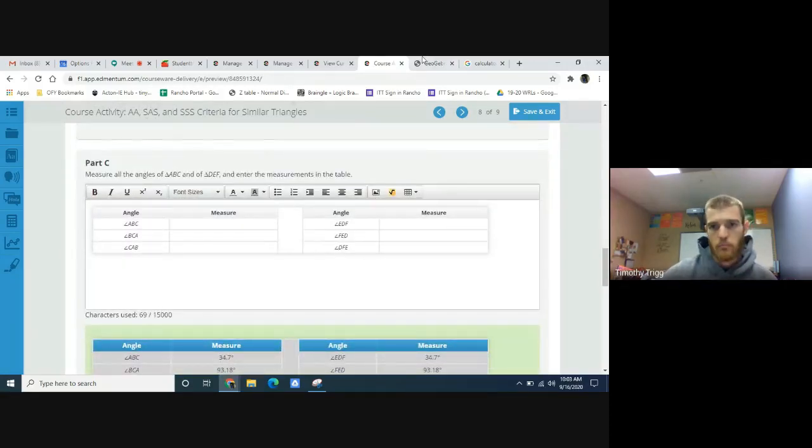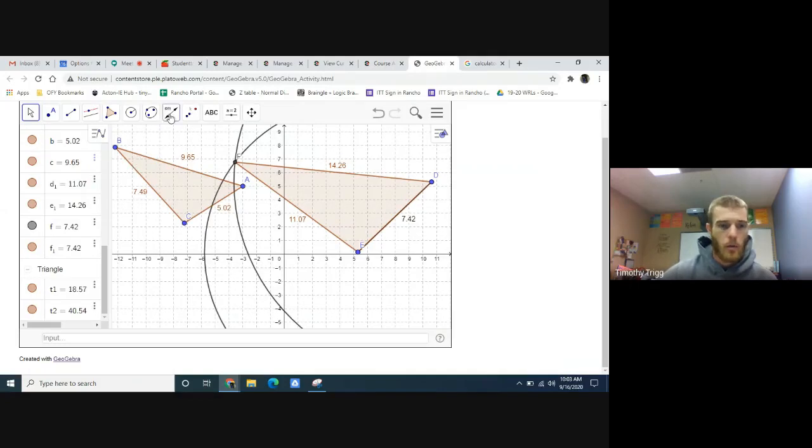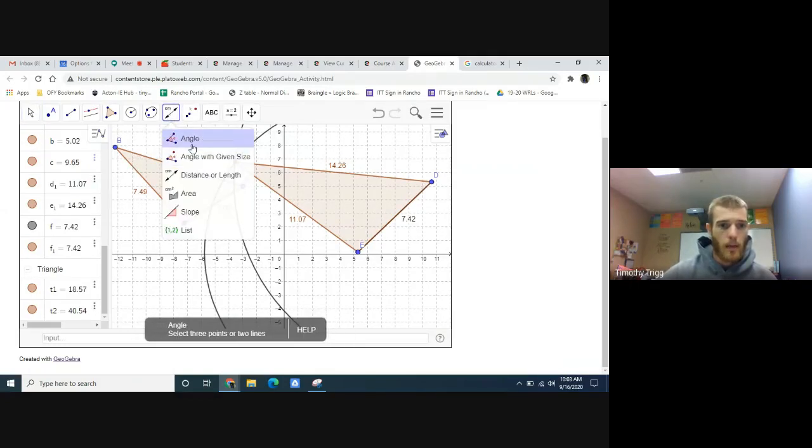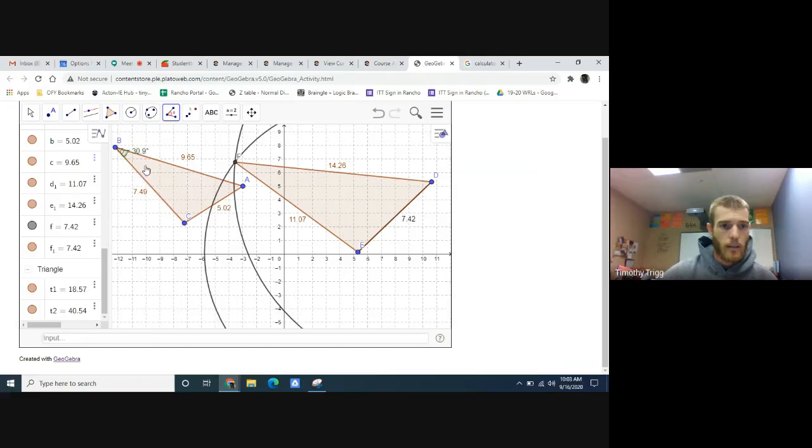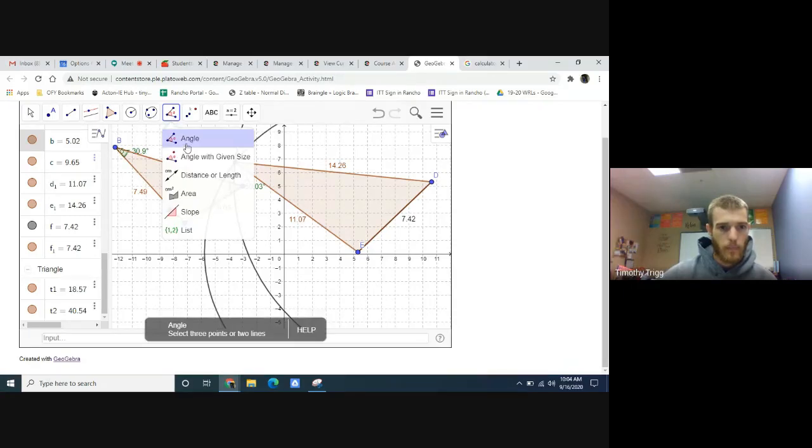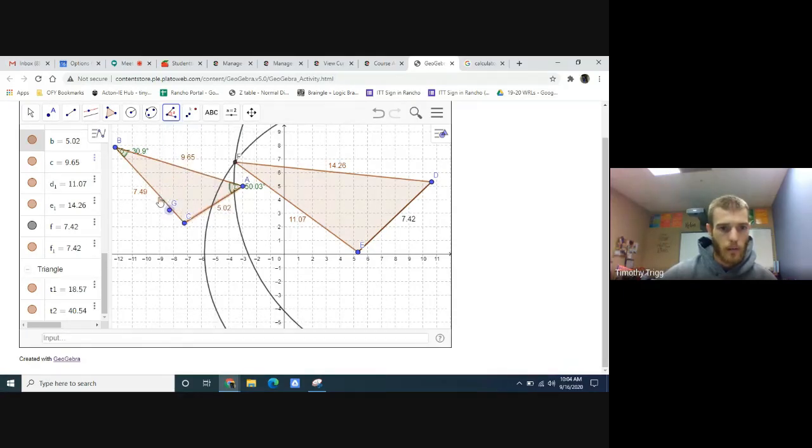Measure all the angles. Well, I know how to do that. Go to this tool again. Go to angle. Click, click. Make sure you're getting the interior angles. Click, click, click, click. I messed up. Click, click. How is it not working? Click, click. There we go. All right. And do the same on this one. Angle F, angle D, and angle E.